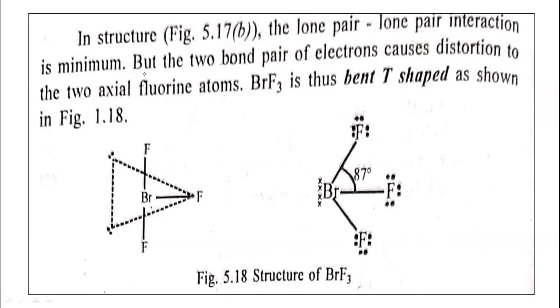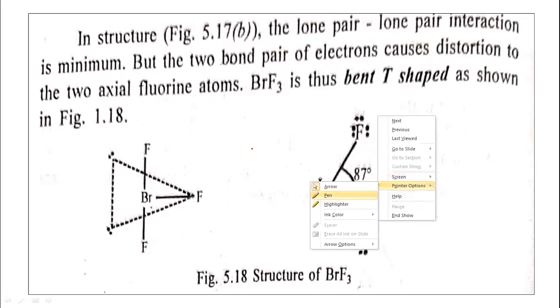So the 2 bond pairs of electrons cause distortion to the 2 axial fluorine atoms. You can see here, it causes distortion. So the structure will be like this. The structure of BrF3 can be represented in this way. It has a bent T-shaped structure. The BrF3 molecule has a bent T-shape.